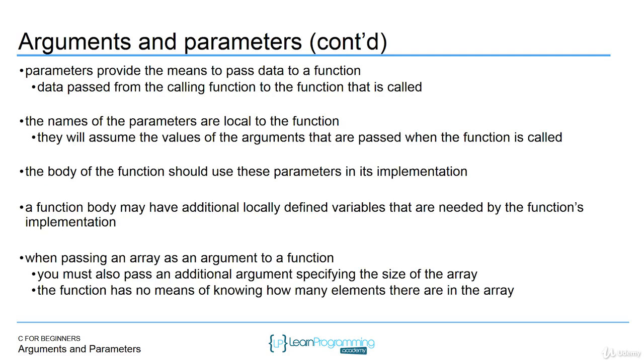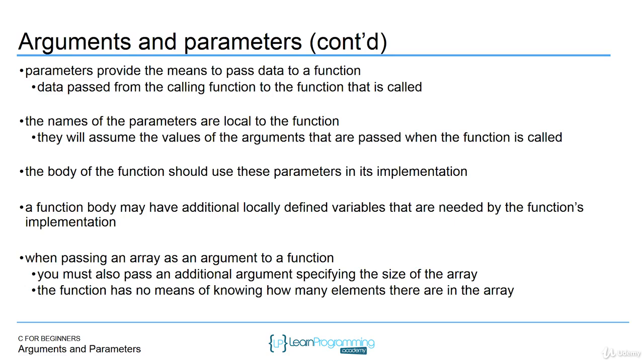When passing an array as an argument to a function, you must also pass an additional argument, have another parameter defined, specifying the size of the array. The reason for this is that the function has no way of knowing how many elements are in the array. So even if you declared an array of size 50, you may only be storing 30 elements.